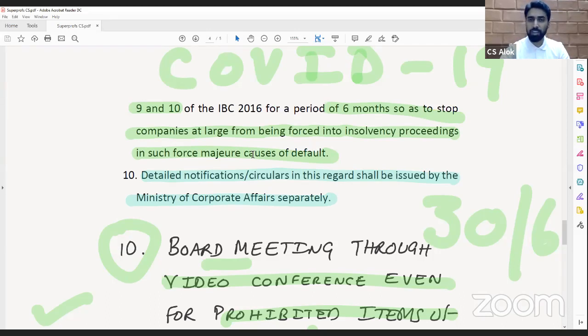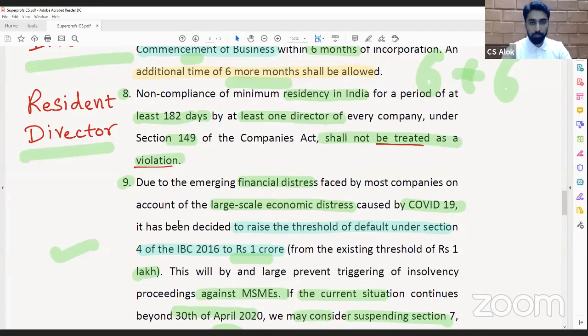So that is why they're telling us, we will give you extra time. We will not call you an insolvent company, basically. See here, stop companies at large from being forced into insolvency proceedings. So we'll give you extra time, 6 months, so that you don't have to become a bankrupt company. You don't have to go to IBC and look for a solution. Okay. Then, that is the 8th point. We finished. 9th point.